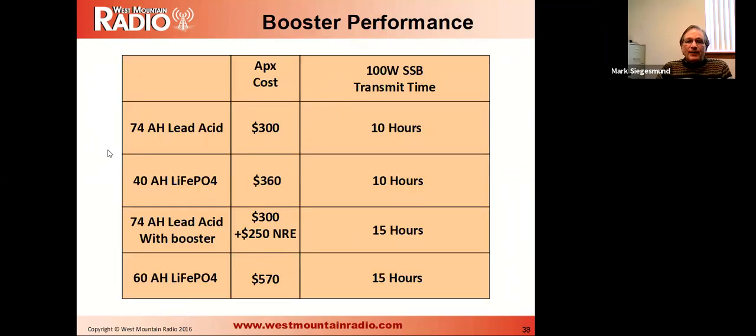Just a price comparison here. 74 amp hour lead acid battery, $300. A 40 amp hour LiPo battery is $360. Both of those will get you 10 hours of transmit time. If you get that same 74 amp hour lead acid battery, add a booster to it, you get about 15 hours of transmit time. The booster costs an additional roughly $250 in addition to your $300 for the battery. But if you got a 60 amp hour LiPo battery, you're going to pay $570 for that battery and get the same 15 hours of use out of it.